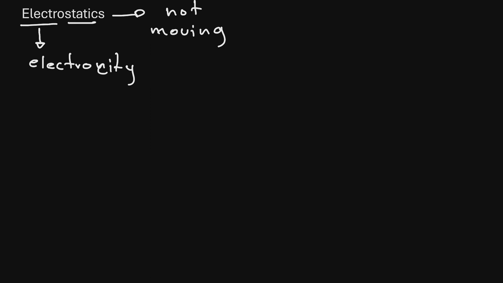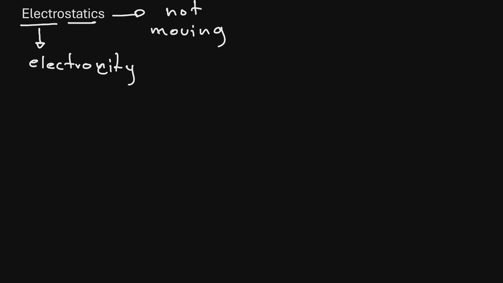We know that electricity is a flow of charges. But even if a charge does not flow, we say we have electrostatics. That means electricity that is not moving.